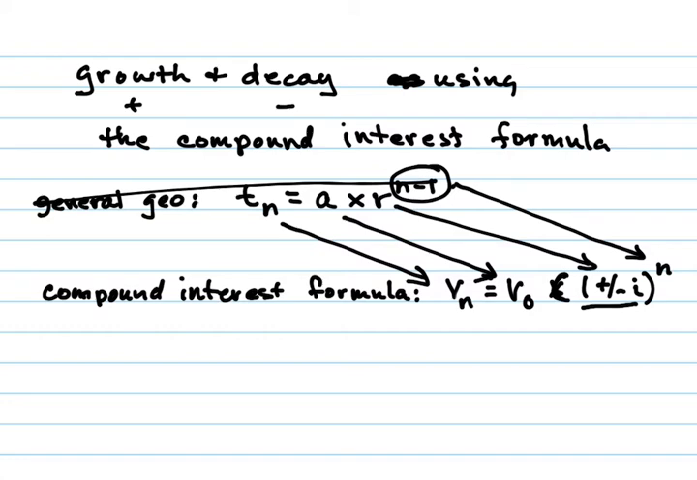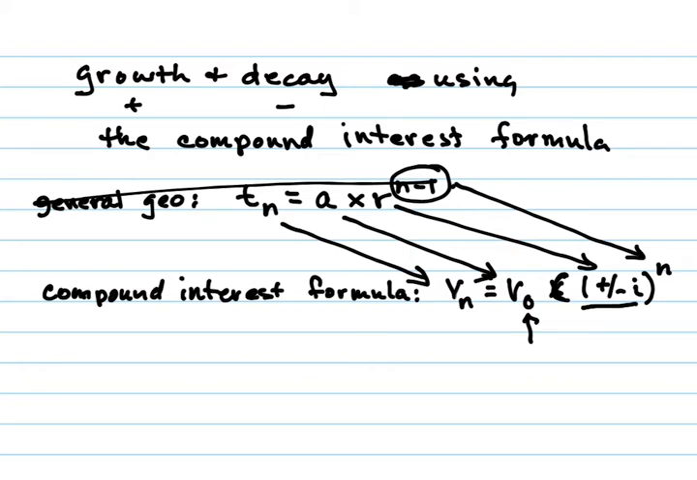And again, the reason for that is that when things are growing, there's a starting point where they don't grow. Your initial value is always at 0, and that's why this is v sub 0 instead of v sub 1 or t sub 1.